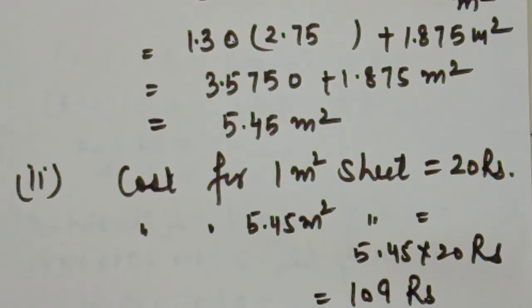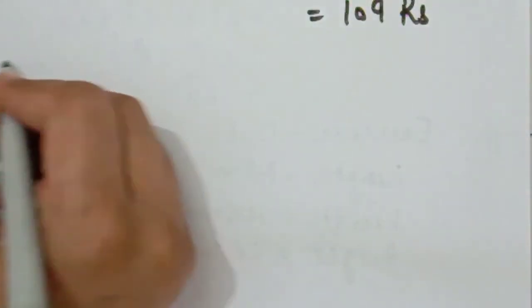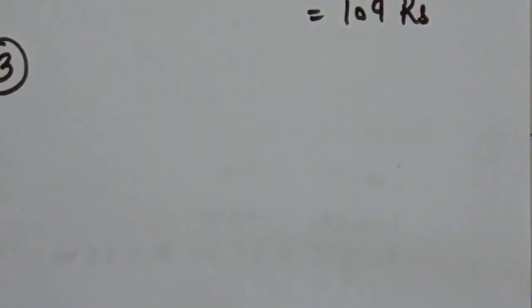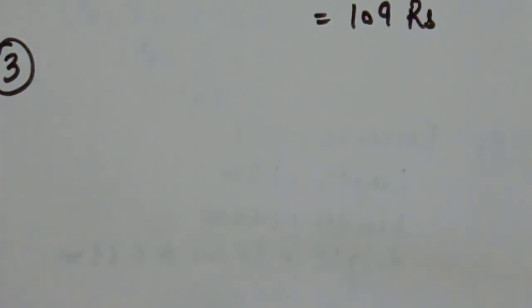Now the second question of your NCERT. Okay student, now we will take the third question, because the second question is the same. Now read the statement of the third question. The third question is: the floor of a rectangular hall has a perimeter of 250 meter.